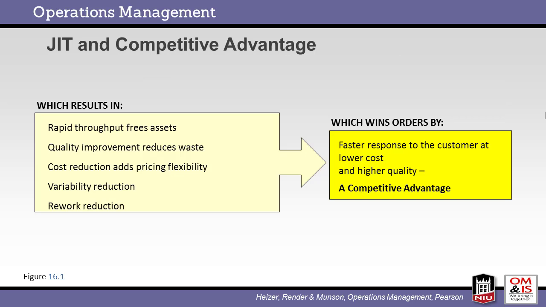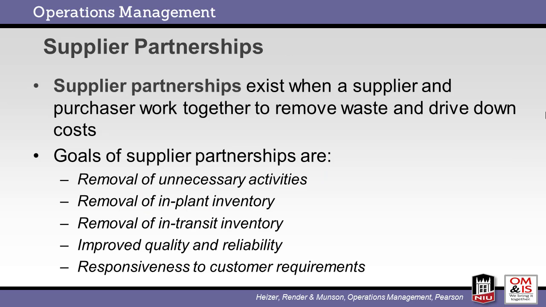Typically, we think that improved quality and reduced cycle time increase cost. However, the ultimate result of just-in-time methods is a faster response to the customer at lower cost and higher quality. To make just-in-time methods possible, strong supplier relationships are required. The goal is to create a partnership where both companies can work together to streamline processes, reduce inventory, improve quality, and reduce response time.